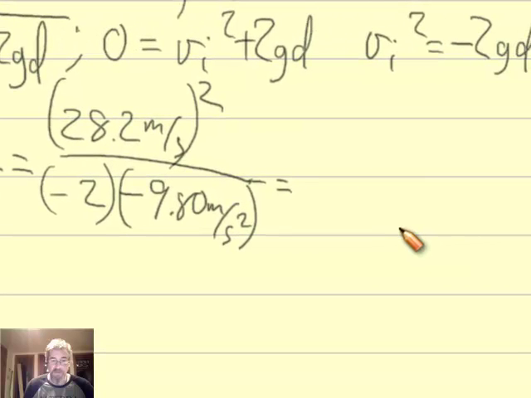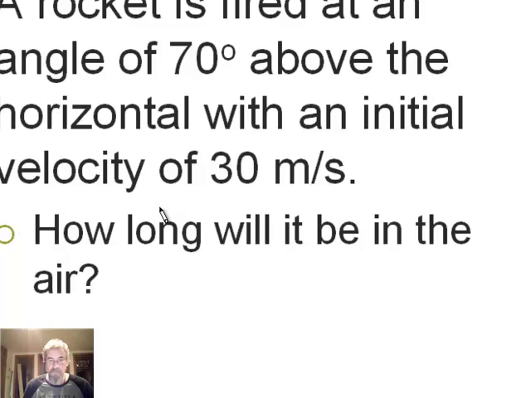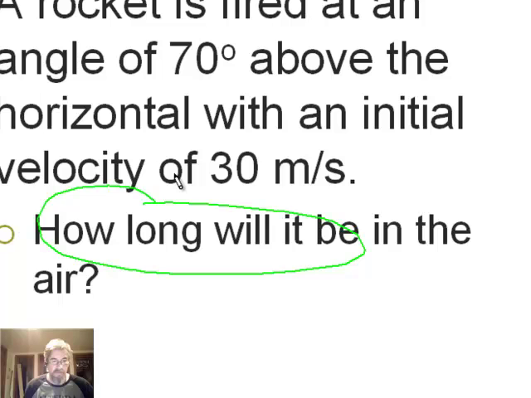The only thing that doesn't cancel out is meters, so we have a nice distance unit. It turns out that 40.5 meters is the height that it will attain. Well, the next question we're asked is, how long will it be in the air? So we're looking for how much time it is going to spend in the air.